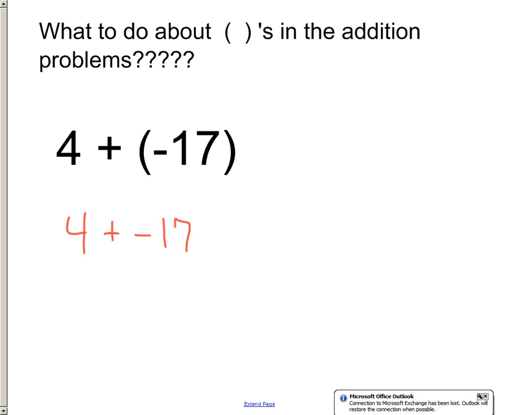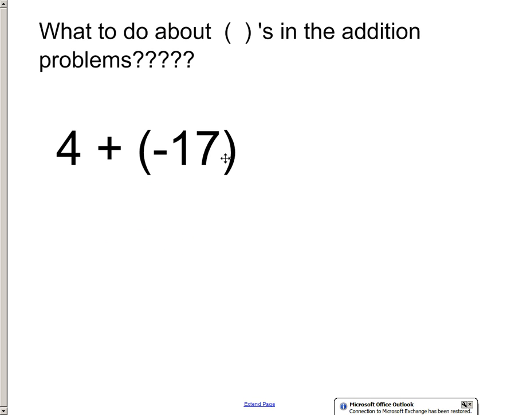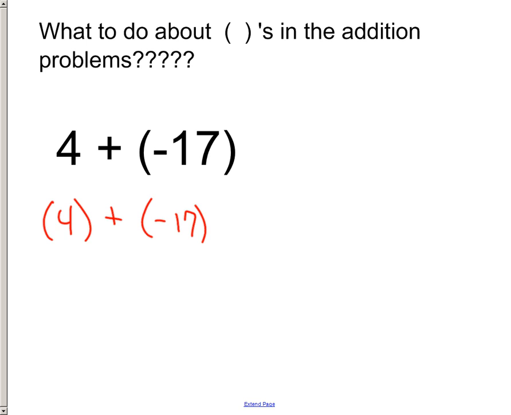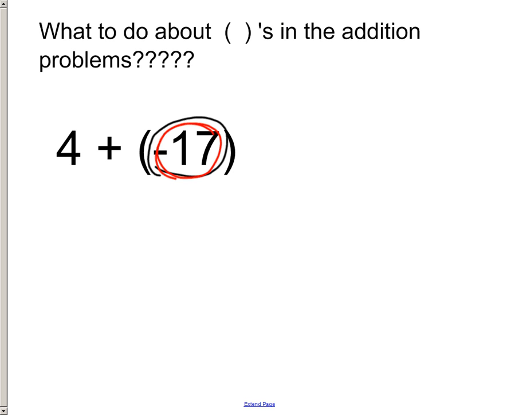It's supposed to be only around negative numbers, but you'll also see other books and tests where they'll put positive numbers in the parentheses as well, and it's not that big of an issue. As long as you start to realize that if there's only one number inside of the parentheses, so see this negative 17 is the only number inside of it, you can just do away with the parentheses. And you could think of it as, hey, this is nothing more than 4 plus negative 17.